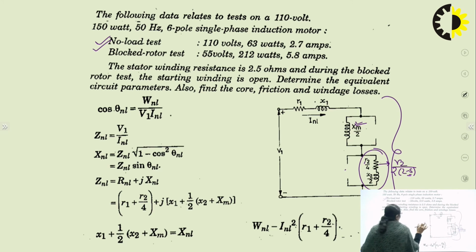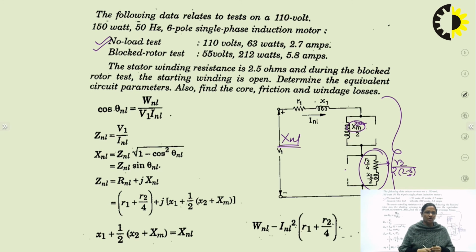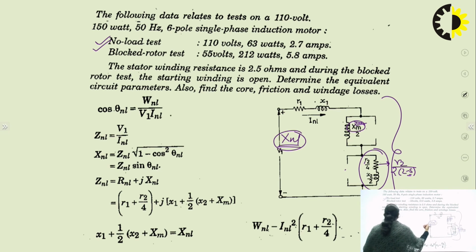here. I only need to calculate the value of Xm now. All other parameters I have already calculated from the blocked rotor test data, right? So, for this, let us now proceed. For determination of Xm, I have to calculate XNL, the reactance offered by the equivalent circuit under no load condition, right? So, for this, let us calculate cos theta NL. Cos theta NL is the no load power factor of the machine.